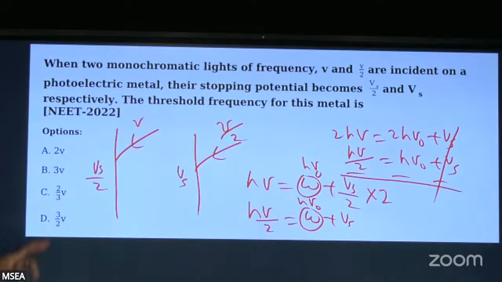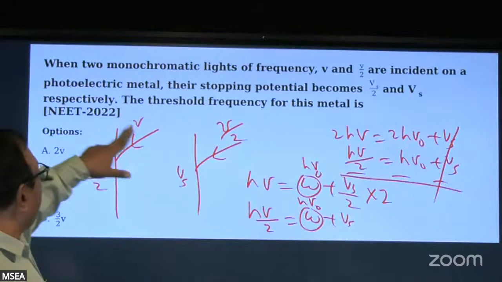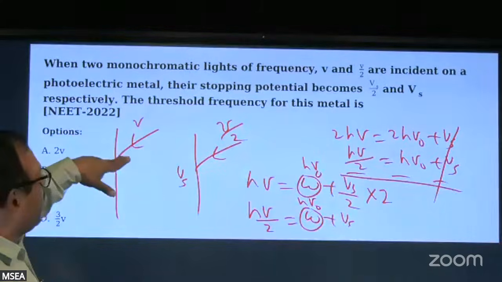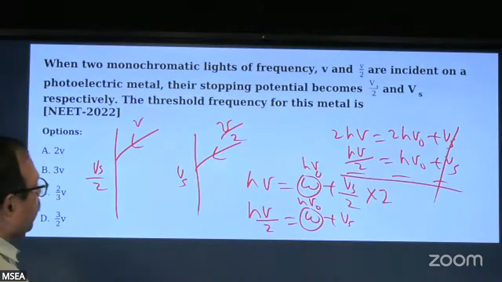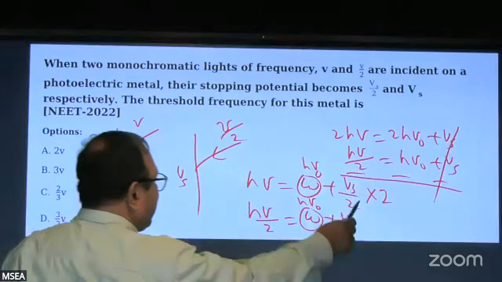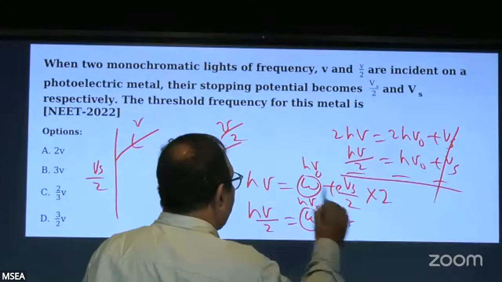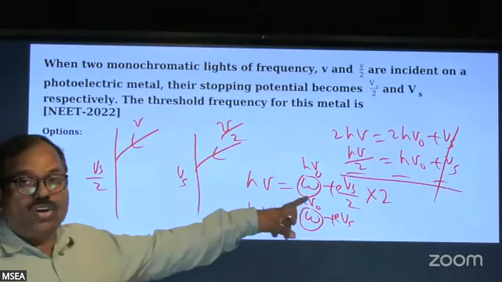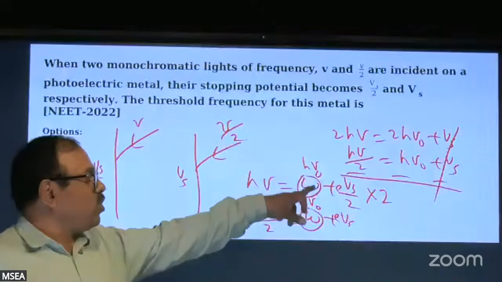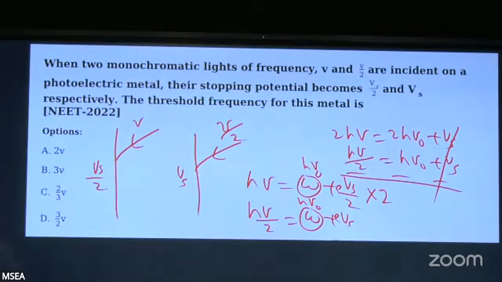These things you have to remember. What is given: when two monochromatic lights of frequencies ν and ν by 2 are incident on a photometal, their stopping potentials are Vs and Vs by 2. So just write the equation, because this is eV₀. Then hν is equal to W plus eV₀, where W is equal to hν₀, and solve this one. This is based on the photoelectric equation. Right, understood?